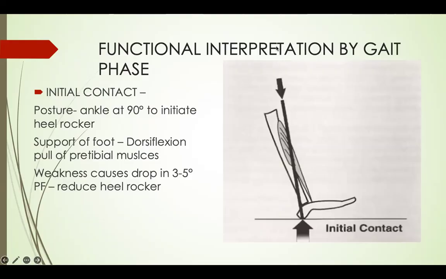Functional interpretation by the gait phases. In the initial contact, the posture of the ankle is at 90 degrees to initiate the heel rocker. So what happens is there is activity of the pretibial dorsiflexor muscles. If there is weakness of the dorsiflexion muscles in this phase, it causes a 3 to 5 degree drop. Normally, the foot is at 90 degrees. If there is a drop of about 3 to 5 degrees, this will reduce the heel rocker.